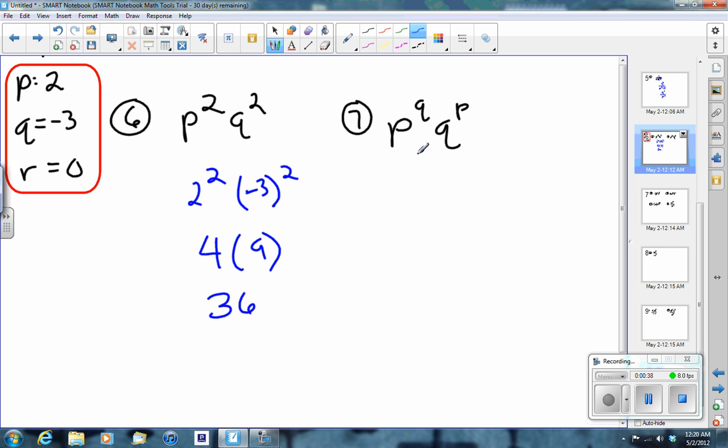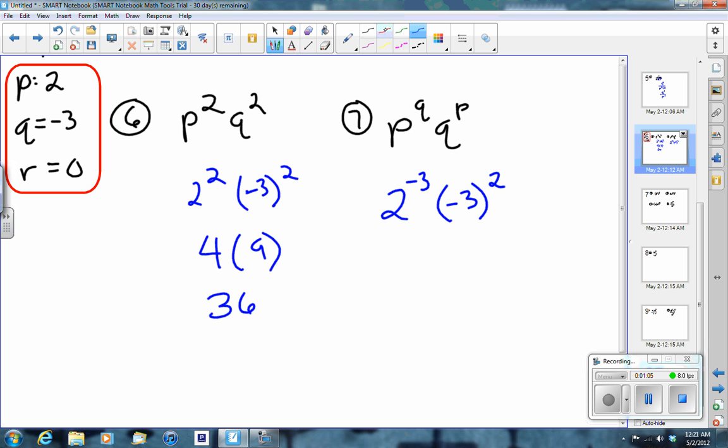Over here we got P to the power of Q, and Q being multiplied by Q to the power of P. So again, substitute 2 for P. Q is -3. It's multiplied by Q to the power of P. So Q is -3 to the power of P. Well, that's squared too. All right, now what to do here?